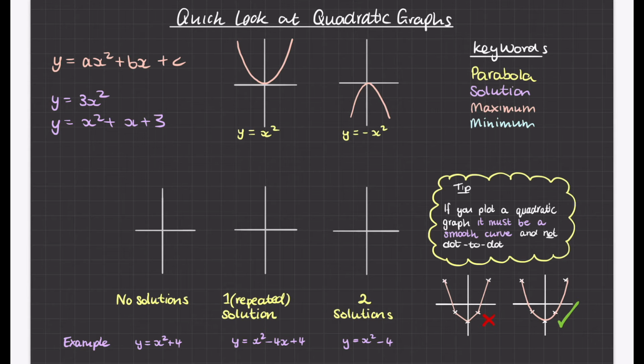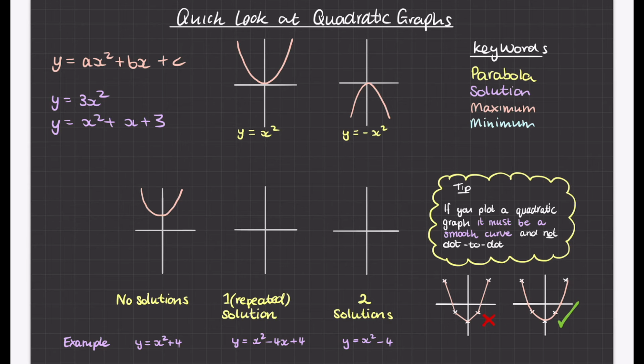Now I'm going to go on to think about when we have solutions. Okay, now a solution to any graph really is when y equals 0. Okay, or another way of thinking about y equals 0 is where it crosses the x-axis, because on the x-axis that is where y is equal to 0.